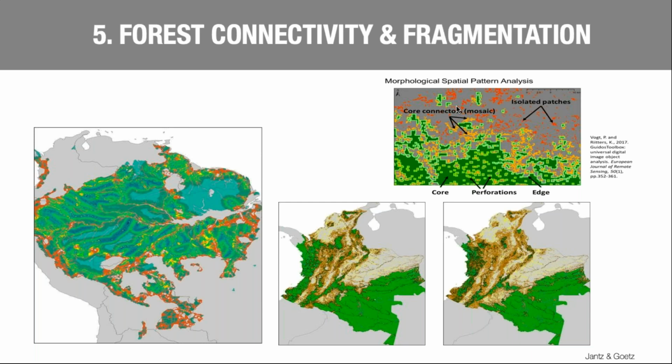And so for connectivity, we do things like mapping corridors between conservation areas of high conservation interest, like high integrity, intact forest landscapes. And we also do a pattern analysis of forests in general, and then high integrity forests. And we can move on to the next slide.